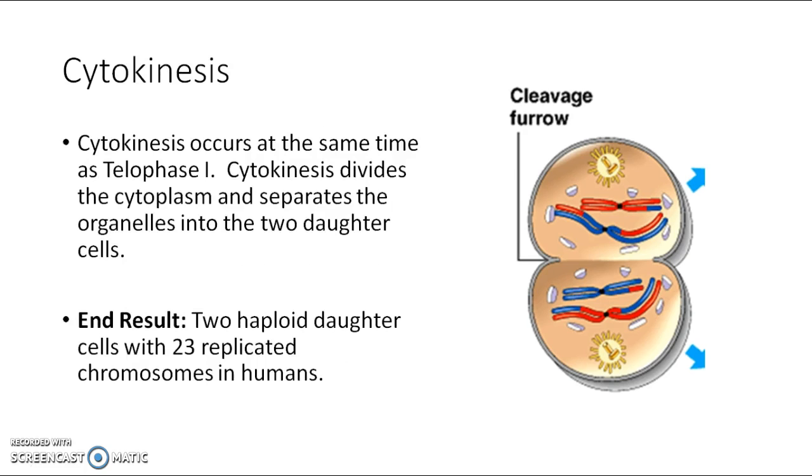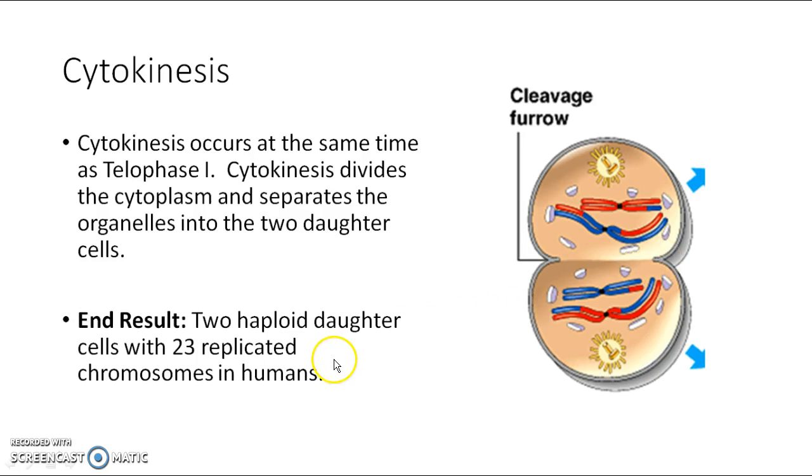Now, cytokinesis happens at the same time as telophase 1. It's going to divide the cytoplasm and also separate the organelles into the 2 daughter cells. And this is an animal cell because there's no cell wall. So we see the cell membrane pinching in, and that pinch is called the cleavage furrow. Eventually, it will totally separate these 2 cells.